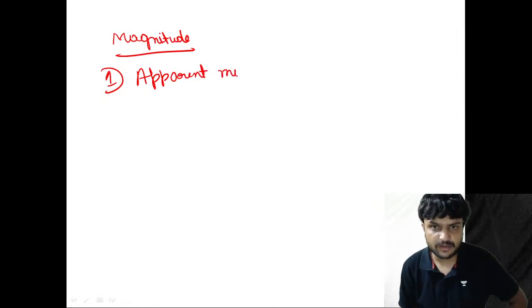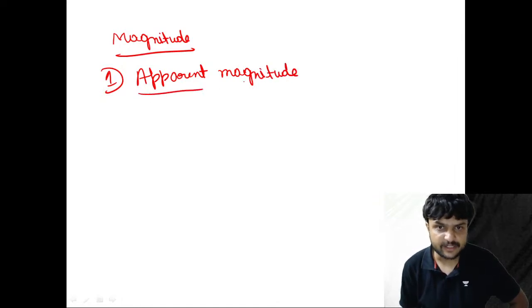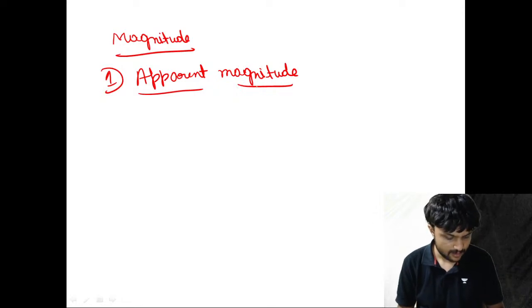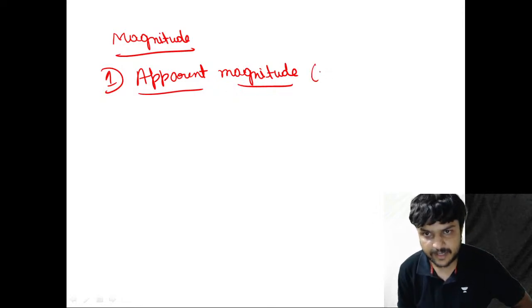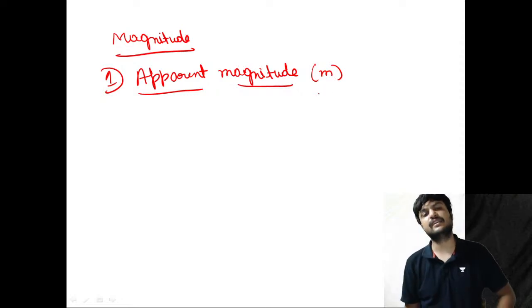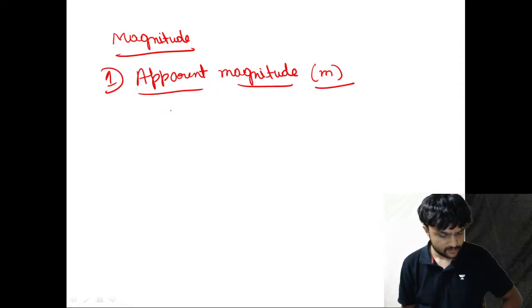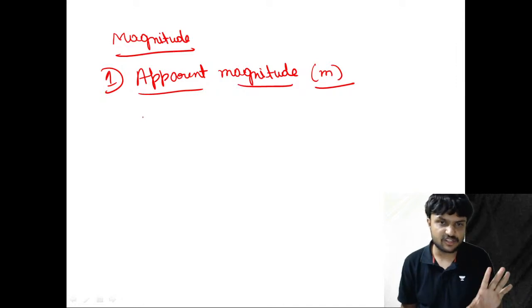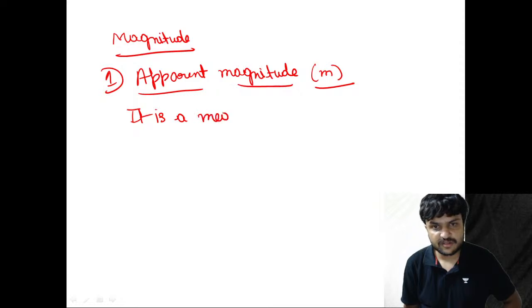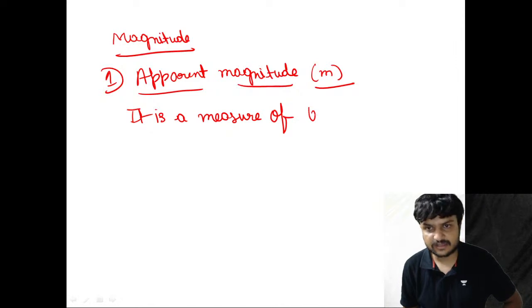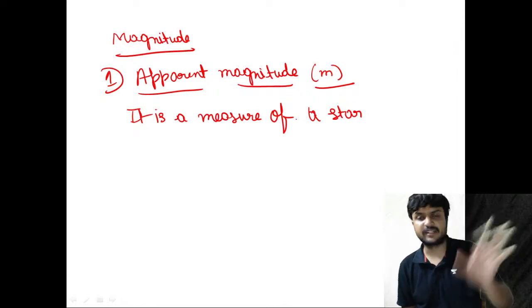When we talk about apparent magnitude, what is apparent to our naked eye? That's what apparent means here. Apparent magnitude of the star is represented by small m. If you have to give a simple definition, it is a measure of brightness of a star. That's all. It is just how do you measure the brightness of a star?